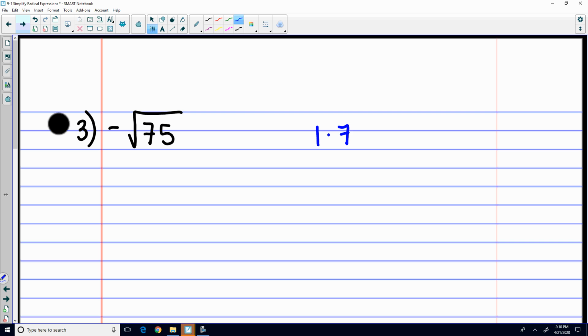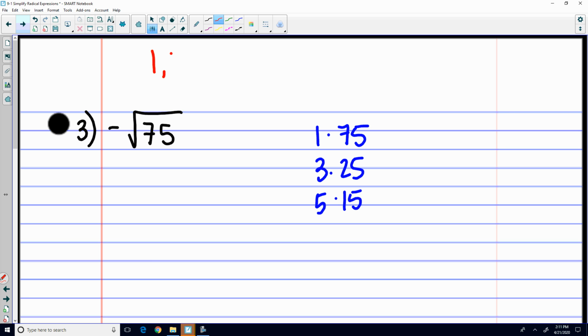So 1 and 75, 2 does not go in. Does 3 go in? It does. It's 3 and 25. And then 5 would go in. 75 and 5 is 15. All right, now look at that list and see if you see any perfect squares.